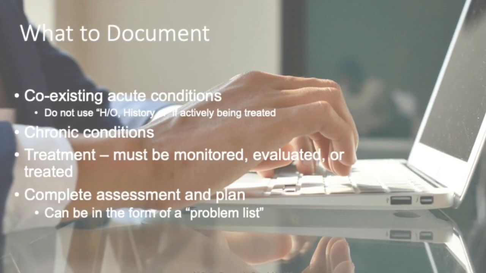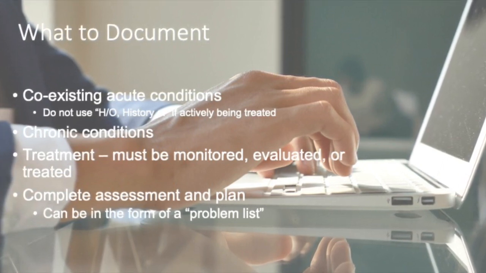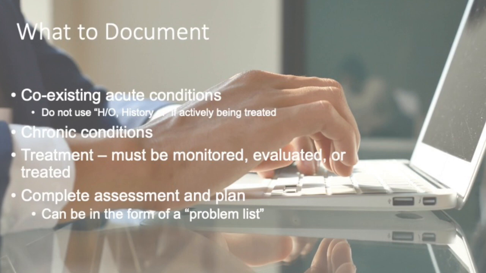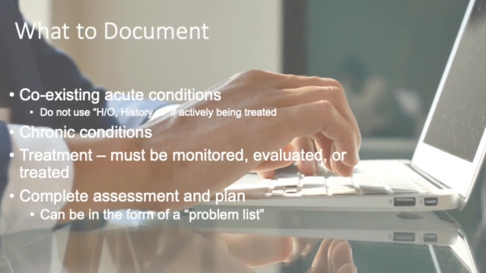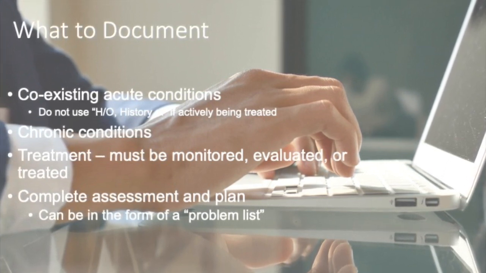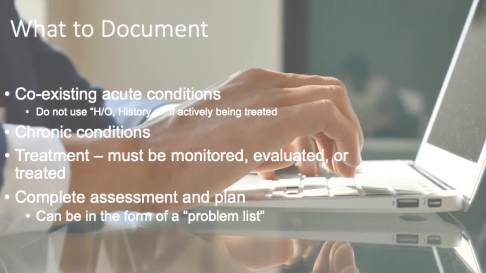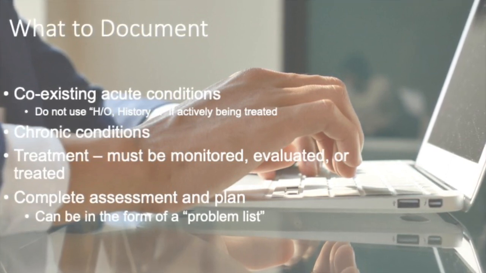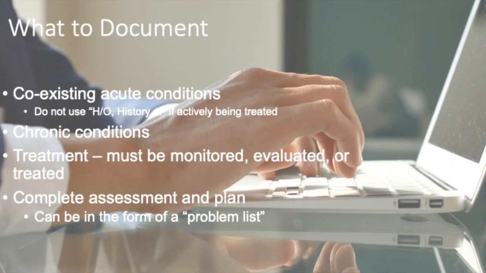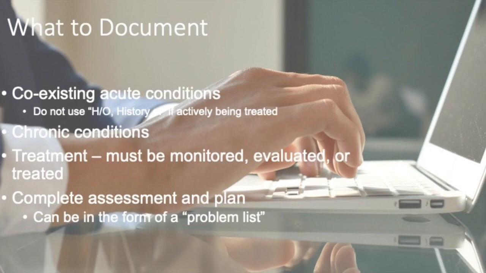One can list chronic conditions, and we could get carried away with that when we pull in that information from the electronic medical record. Realize that treatment must be monitored, evaluated, and it must be actively being treated. And at the end will be a complete assessment and plan, and that's usually in the form of a problem list, and this will be addressed later on in this presentation.